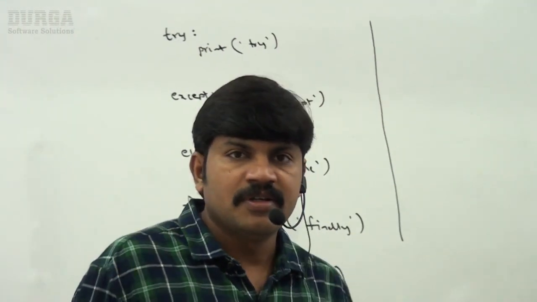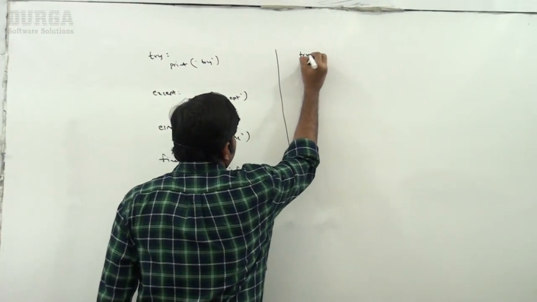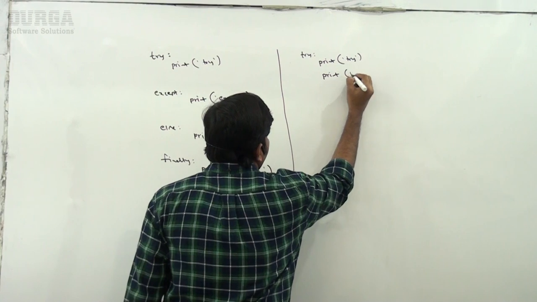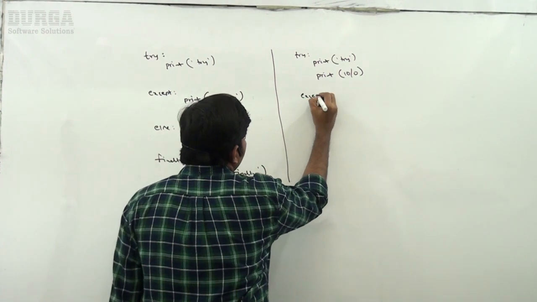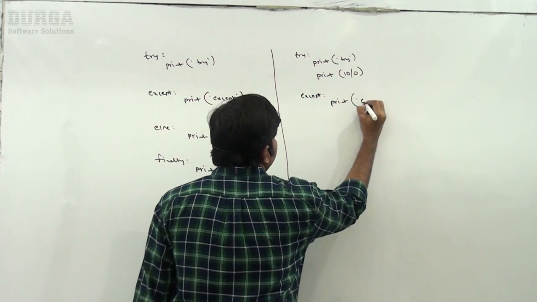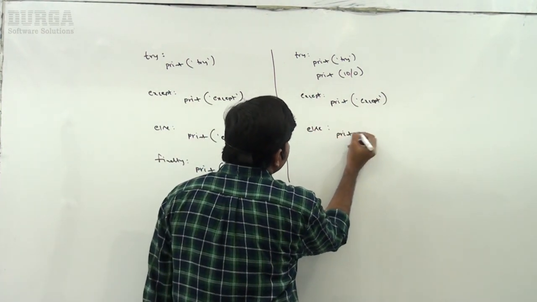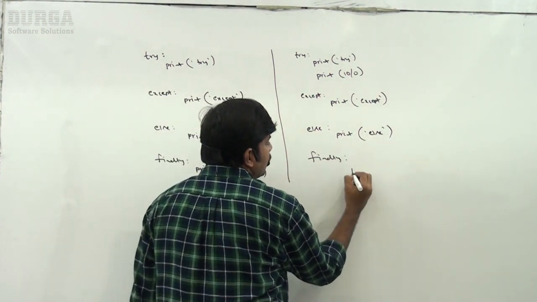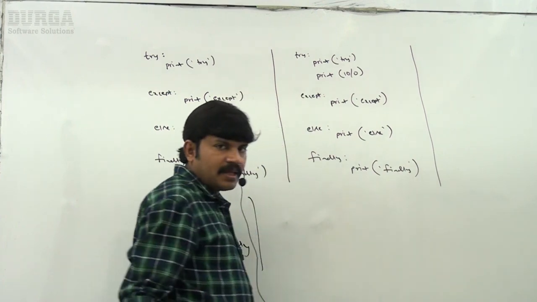Is it clear? Now, sir, let me go for the case where there is an exception, so else should not be executed. Have a look once. Same example. Try, print try block, and print 10 by 0. So here an exception got raised. Now except, print except block, and then else, print else block, and then finally, print finally block. Can you please confirm what is the answer we are going to get in this case?